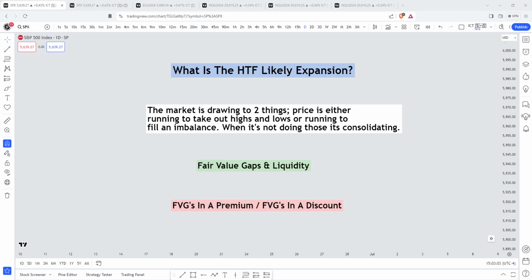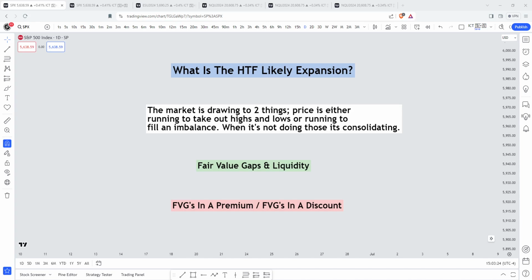I'm going to be simplifying for you guys what higher time frame bias is. It's something that every single ICT student should know about. Before we look to enter, we always need to ask ourselves, what is the higher time frame likely expansion? Once we have an idea of where the higher time frame is likely to expand towards, then we can arrive at a bias and we could drop down into lower time frames and look for entries.